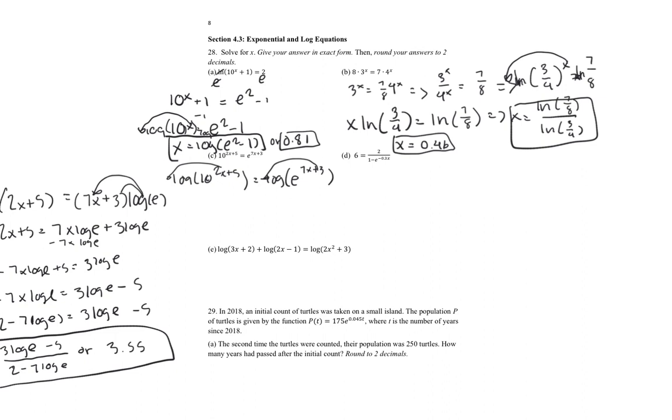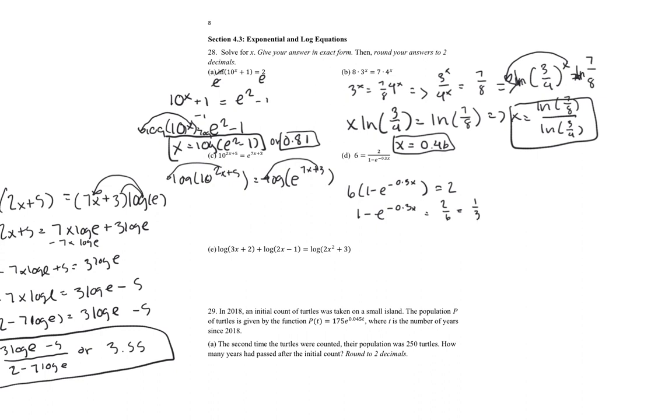All right, so for part D, we have 6 is equal to 2 divided by 1 minus e to the negative 0.3x. The first step we can do is take this whole term out of the denominator because we don't want x in the denominator. And so then we can rewrite that and say 6 times 1 minus e to the negative 0.3x is equal to 2. And then we can divide by 6 on both sides. So then we have 1 minus e to the negative 0.3x is equal to 2/6, or if we simplify that a little bit, 1/3.